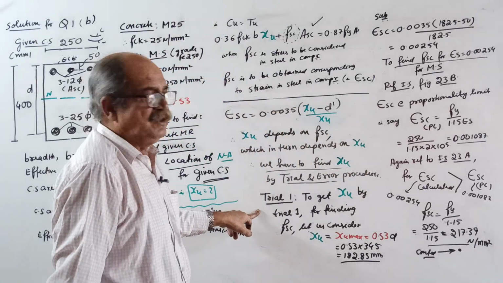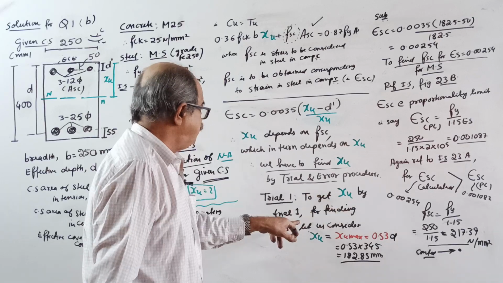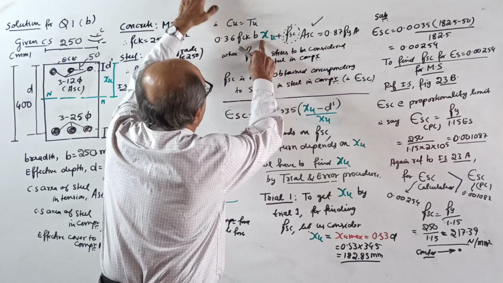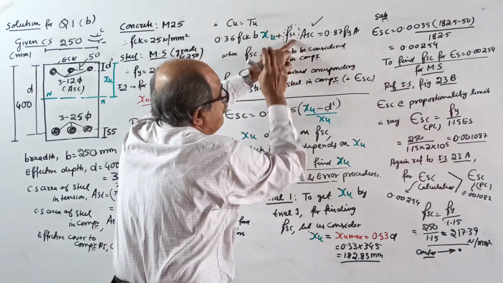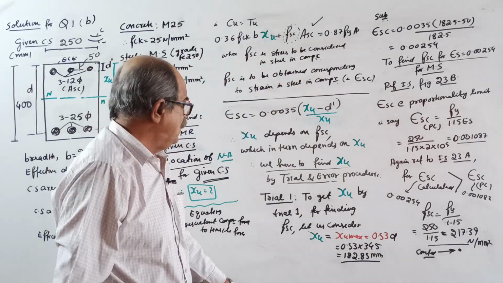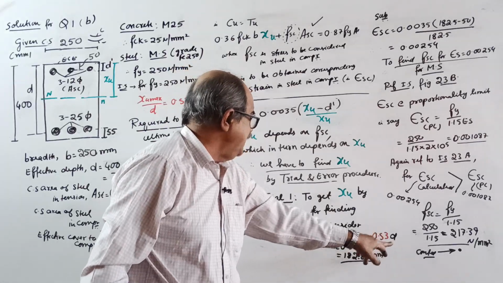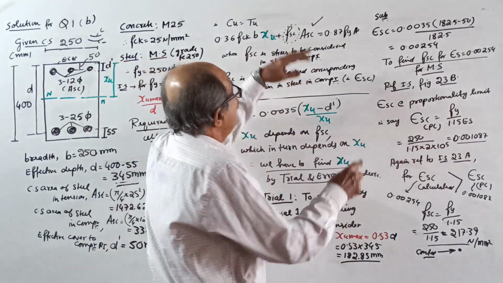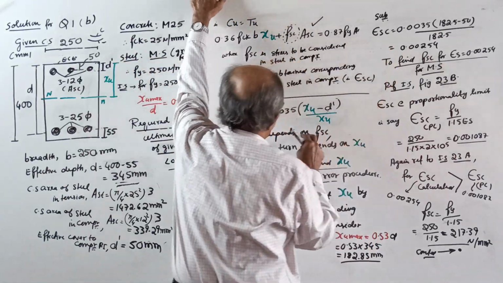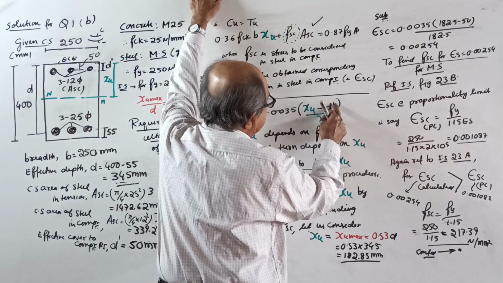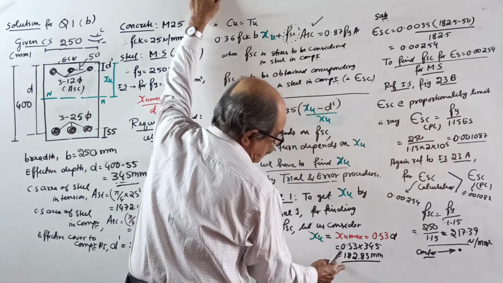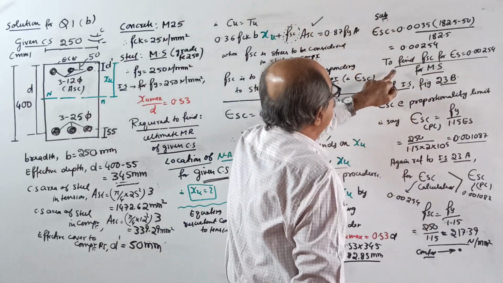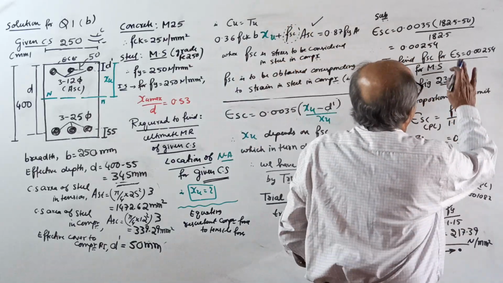Trial 1, I told last time, to get XU by trial 1, for finding FSC, if you want XU, you require FSC. That FSC you find for XU equal to XU max, 0.53D, I got the answer. The reason I told last time, go through it. Substitute XU, epsilon SC, 0.0035 into (XU minus D dash) by XU, put XU 182.85, it gives 0.00254.